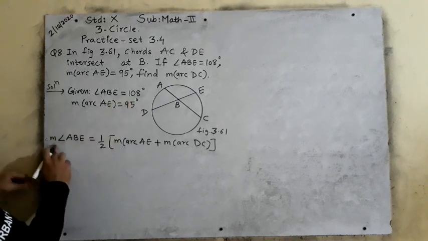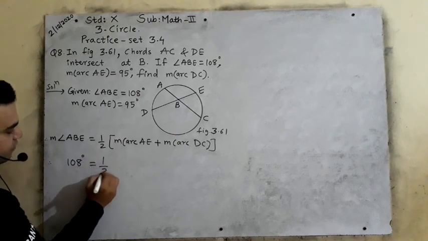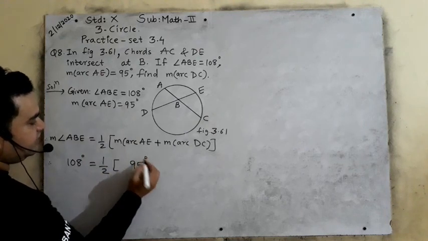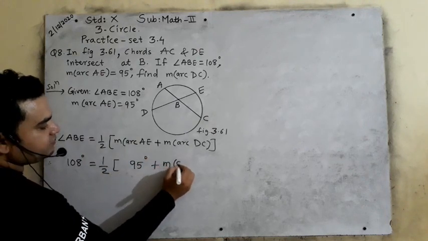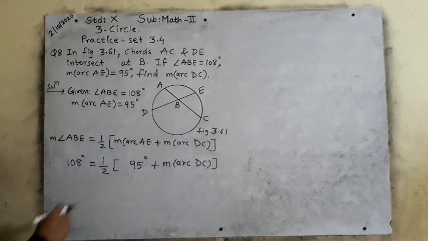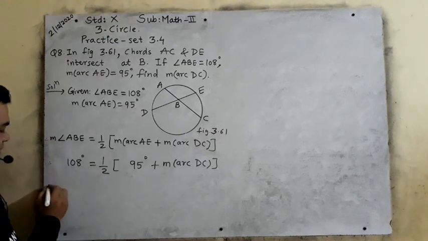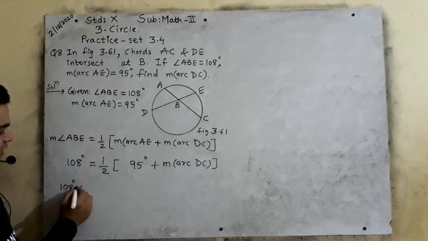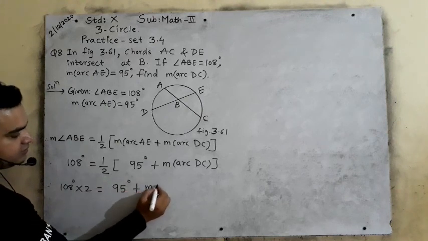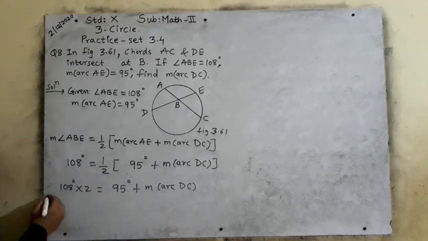Angle ABE is given as 108 degrees, which is equal to 1 upon 2. Now what is given? AE is given as 95. Plus we have to find major arc DC. So what will we do? This 2 will go here and multiply: 108 degrees multiplied by 2. What will remain from here? 95 degrees plus major arc DC.